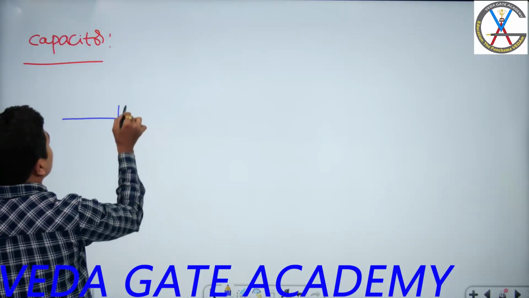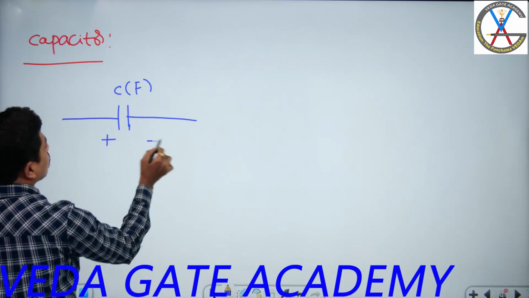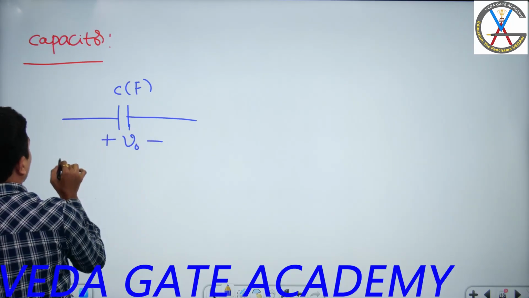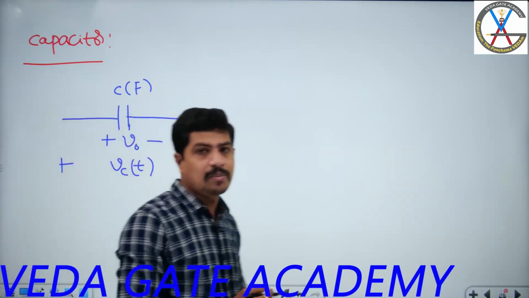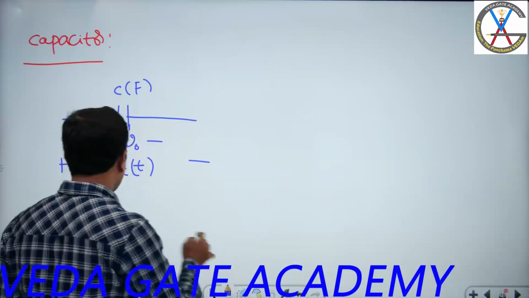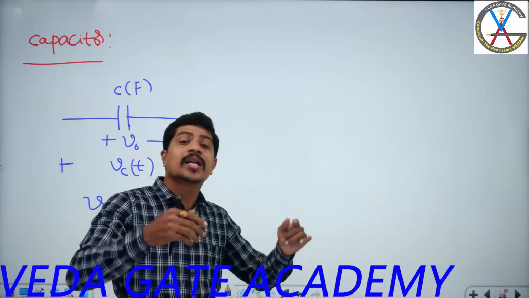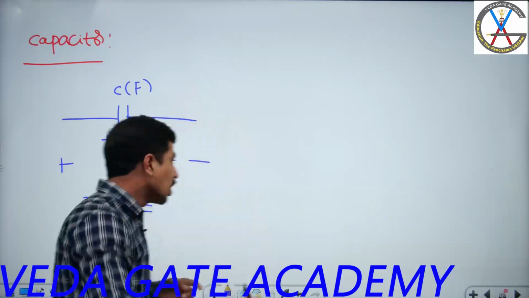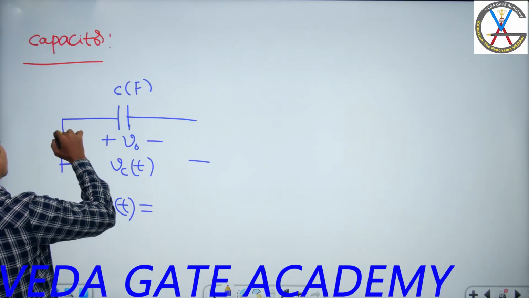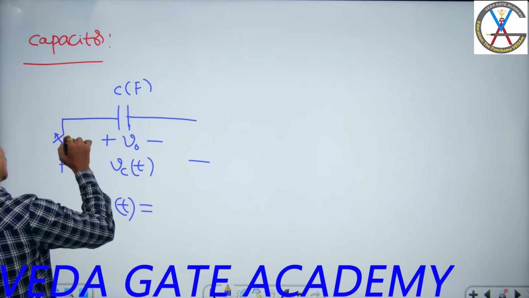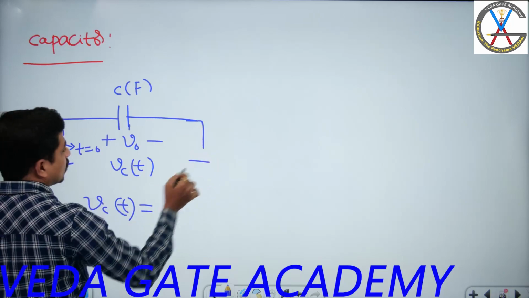Observe here. This is a capacitor, C in farads, with plus minus V0 as the initial voltage. Now the present voltage that is applied across the capacitor is Vc of t. Vc of t is the voltage across the capacitor at any point of time after t greater than 0. Here we are connecting this at t is equal to 0. We are closing the switch at t is equal to 0.